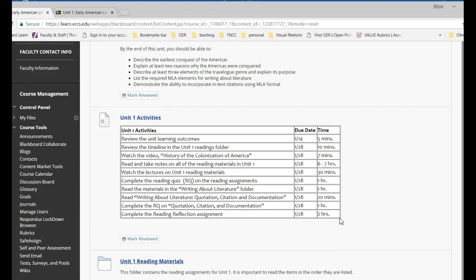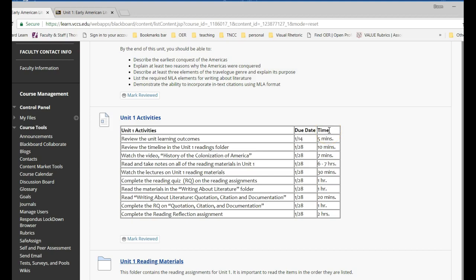The next on the list is the Unit 1 activities. And here what you'll see is I have review the learning outcomes. I have that on the 14th. Obviously, if you don't click on it, you can click on it before that or after the 14th. But the other thing I want you to notice, and I don't normally do this, but I wanted to do this for this unit to give you an idea of how to gauge your time.